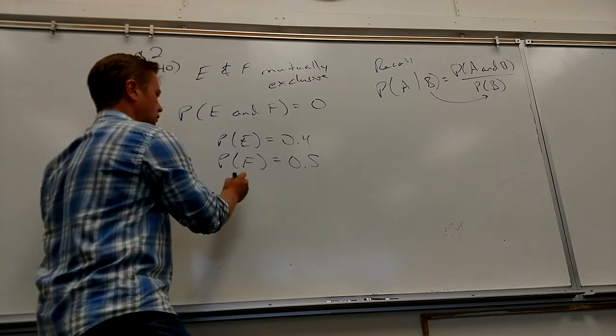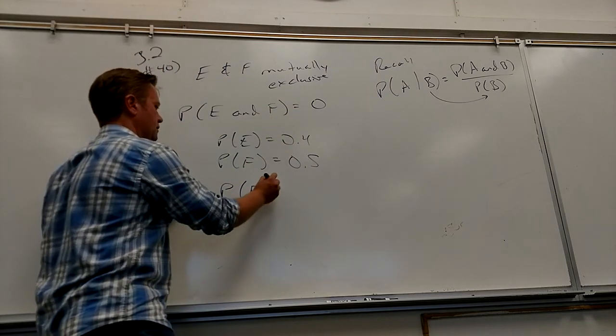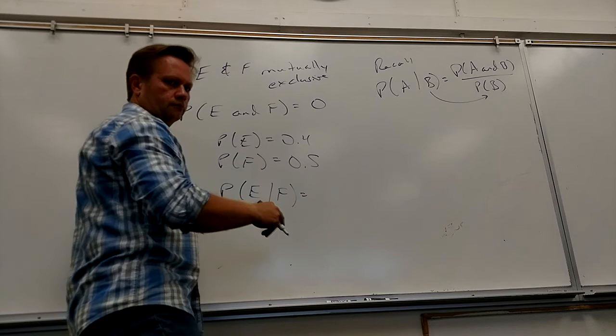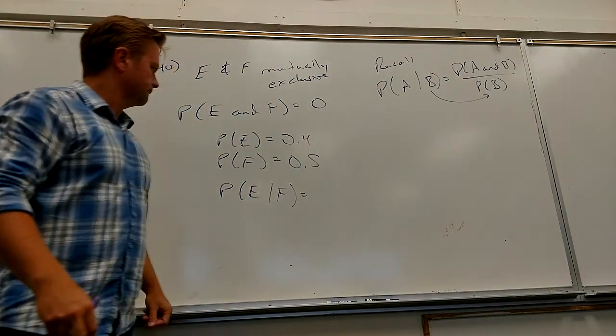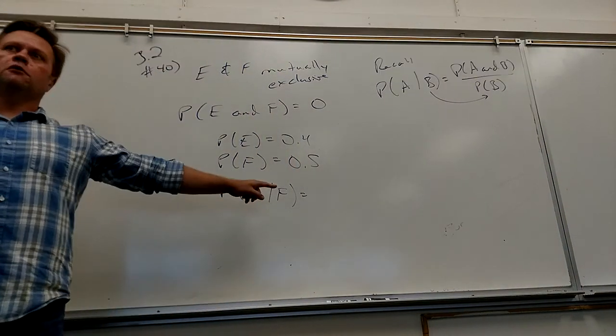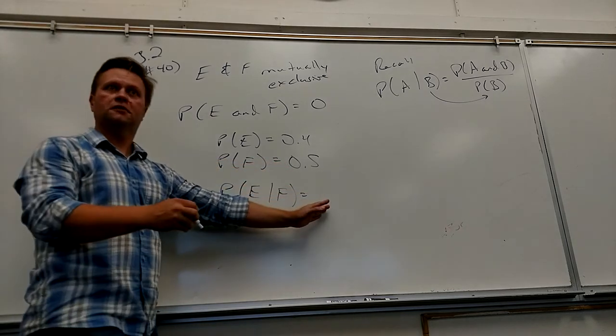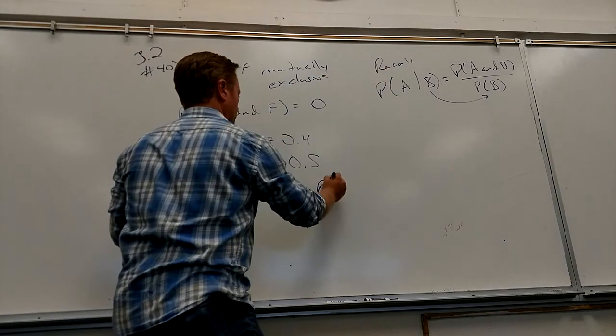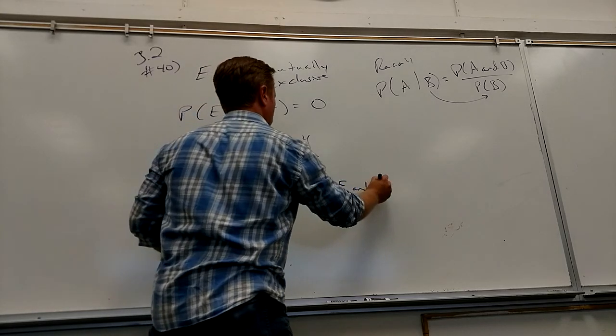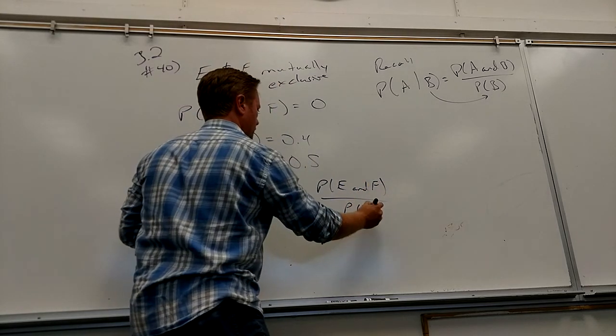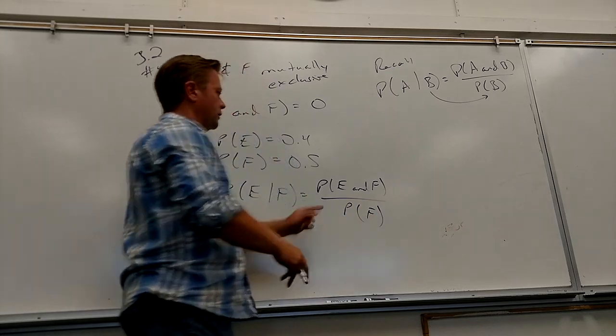So now they ask you, what's the probability of E given F? Well, what's the formula for that? Probability of E given F. What's the formula? Probability of E and F over the probability of F. Well, what's the probability of E and F?